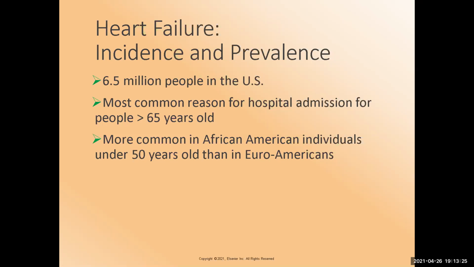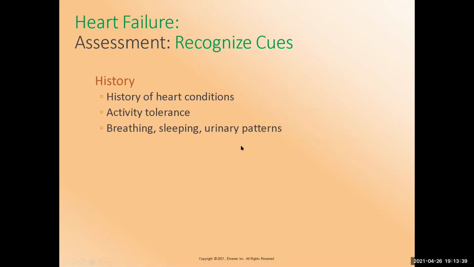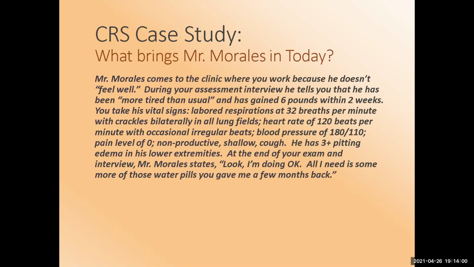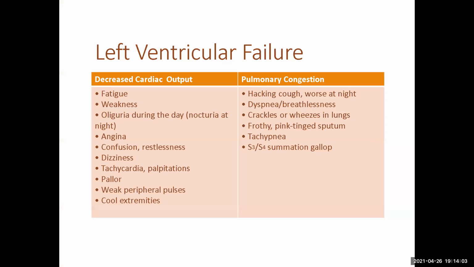Now, there's lots of studies out there. Why is that, right? Is it access to healthcare? Is it diet? Is it both? There's all sorts of studies going on. So when we are looking at cues, and that's what we looked at in the first part with the case study, we're looking at his history of heart condition, his activity tolerance or intolerance, and breathing, sleeping, and urinary patterns.